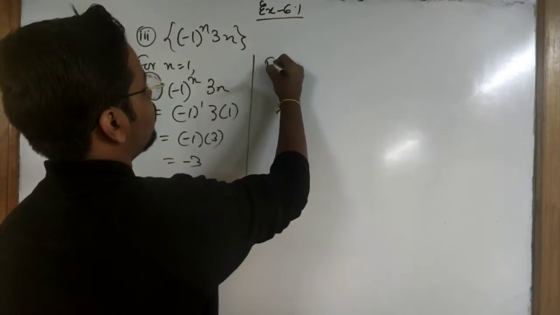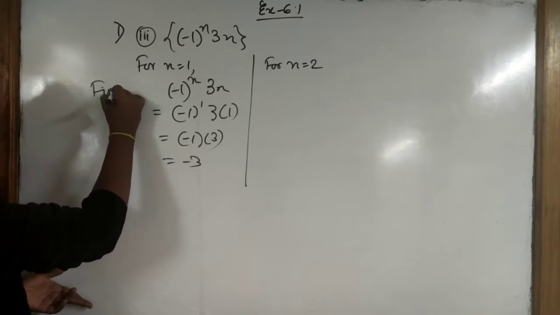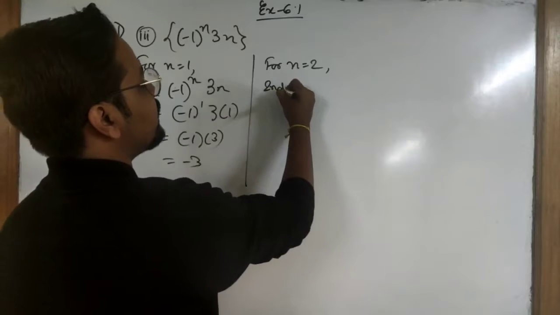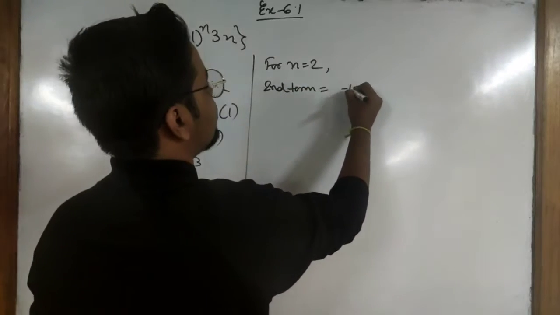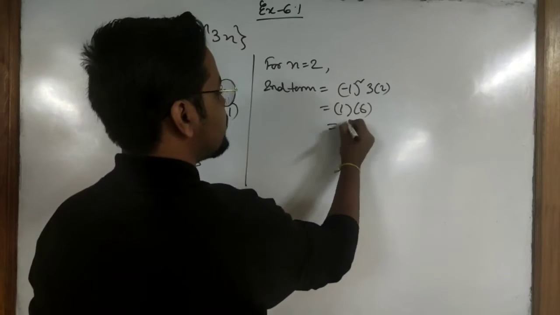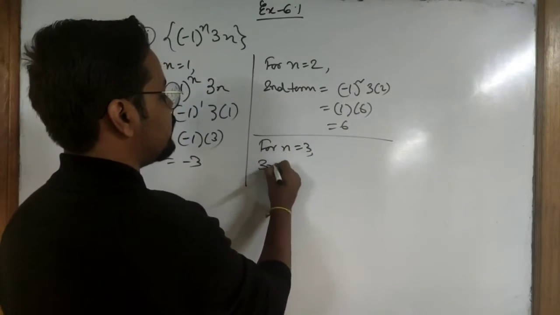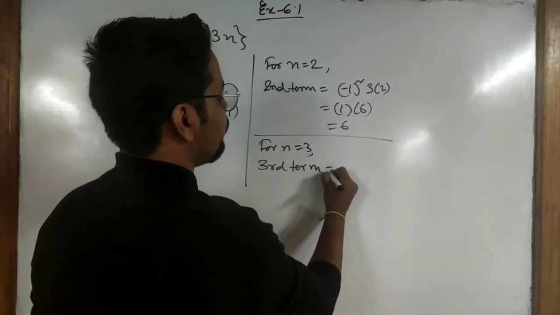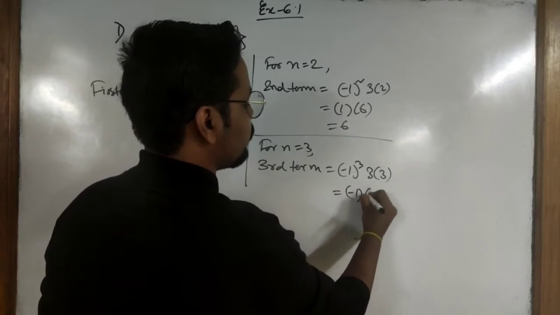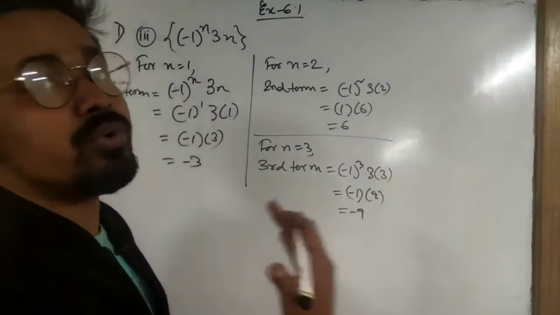Second term will be for n equal to 2. Okay, I forgot to write: first term is this. For n equal to 2, the second term will be (-1)^2 into 3 into 2. So it is 1 into 6, which is 6. Then you can write for n equal to 3, the third term will be (-1)^3 into 3 into 3, that is minus 1 into 9, which is minus 9, and so on. You can go on up to n equal to 7.